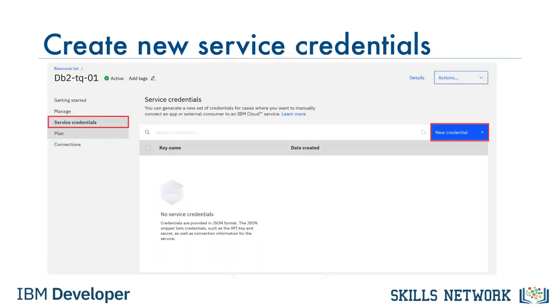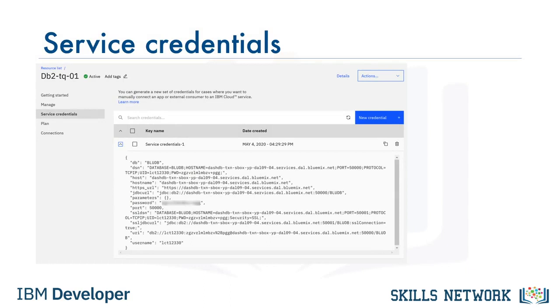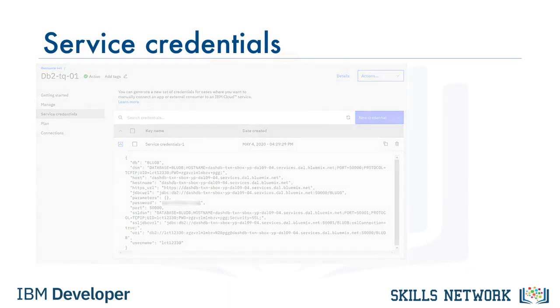In order to access your database instance from your applications, you will need the service credentials. For the first time around, you'll need to create a set of new credentials. You can also choose to create multiple sets of credentials for different applications and users. Once a set of service credentials is created, you can view it as a JSON snippet.